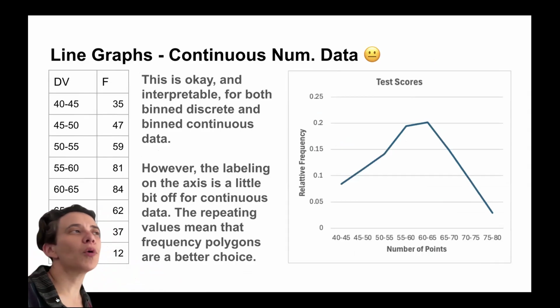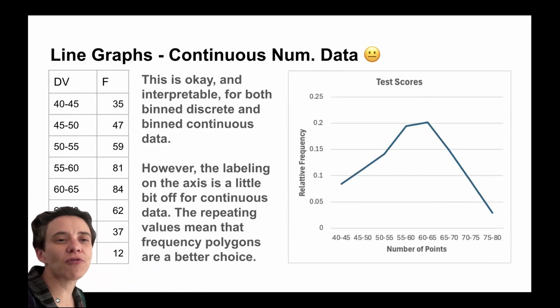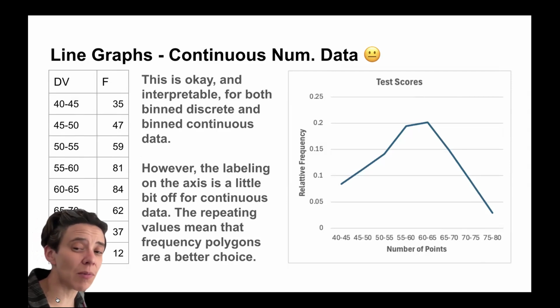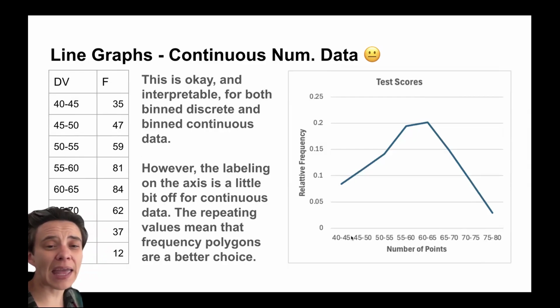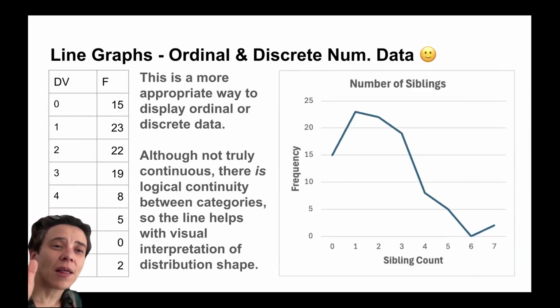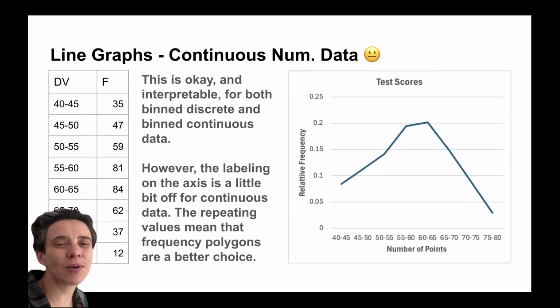This is an okay version again of a graph for continuous data, but there are just some little tweaks that we can make to it to make this axis make more sense. And we will turn our continuous data into a graph that we call a frequency polygon that basically serves the same purpose, but just works a little better for continuous data. So again, line graphs are best for ordinal and discrete numeric data. They're kind of okay for continuous numerical data, but not the best. They're meh for nominal data.